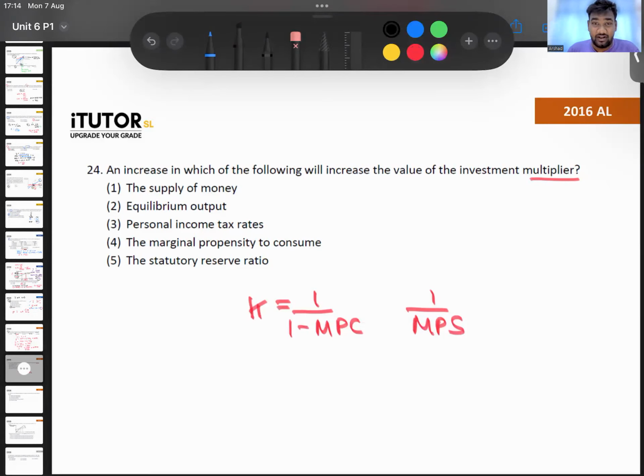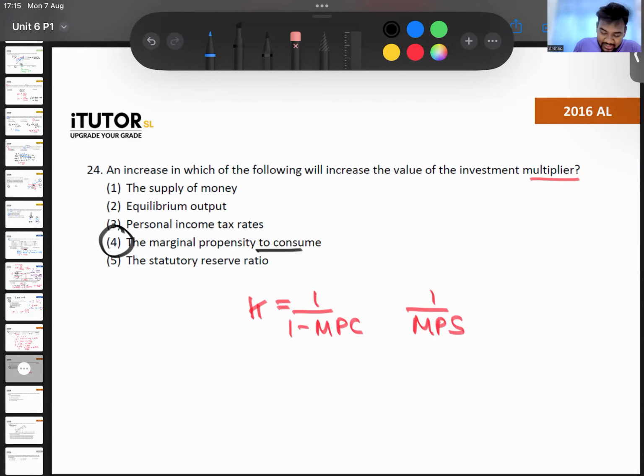Options 1, 2, 3, 4, 5. Yes, quickly give me an answer so we can get a break. When the equilibrium output increases, does the multiplier increase? No. The multiplier will increase if your marginal propensity to consume increases, right?